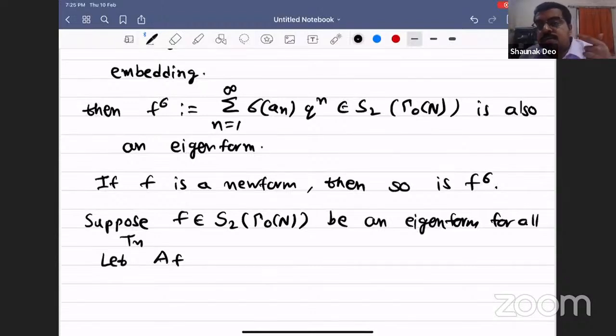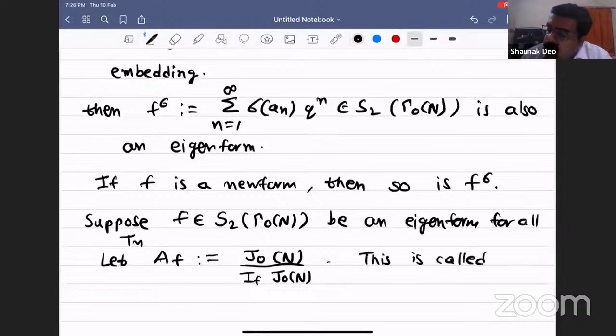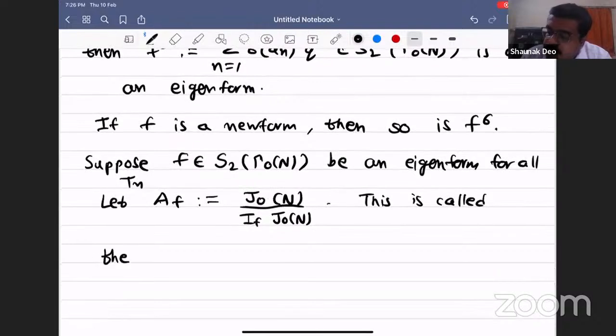Then I let AF be this quotient. J naught of n also has an action of this Hecke algebra, so I can take the quotient by IF. IF is the ideal given by the kernel of the map given by f. So I can take AF to be J naught of n modulo IF of J naught of n, because J naught of n has a Hecke action, so IF of J naught of n makes sense. And then this is called the abelian variety associated to f.